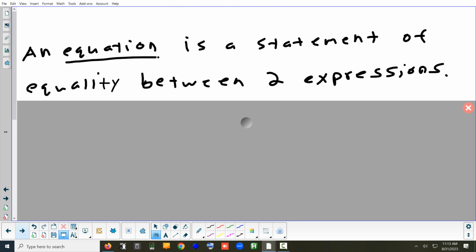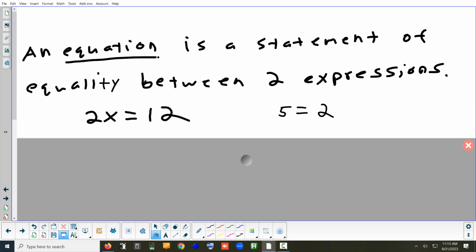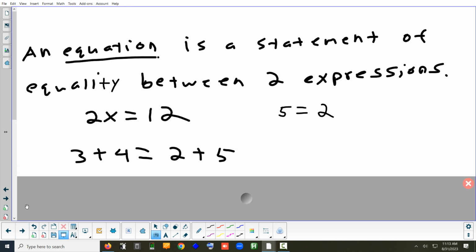Now we're going to talk about equations. An equation is when you put an equal sign between two expressions. These are all different examples of equations. Let's look at the one up here, 5 equals 2. It's an equation. Any thoughts about that one? Correct, it's not true. That's a contradiction. So it's an equation that's not true. We call that a contradiction.